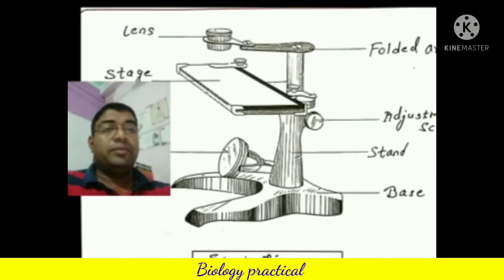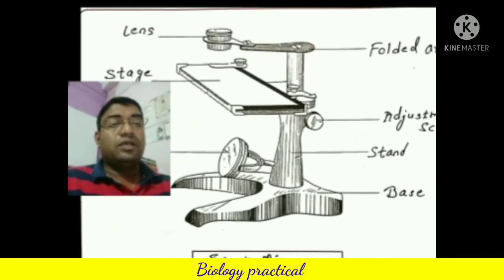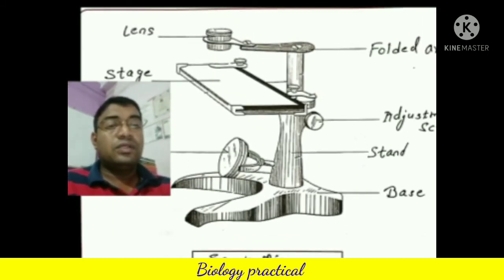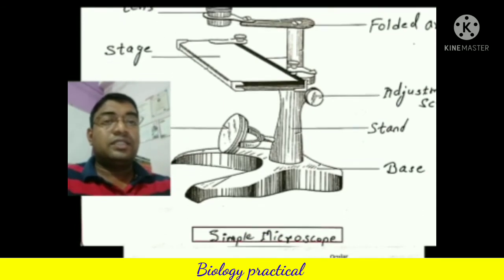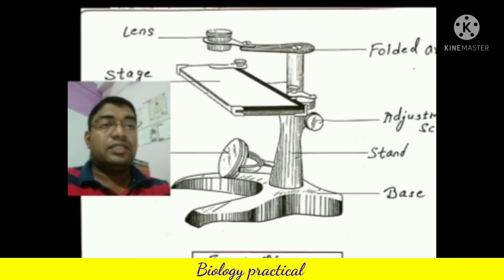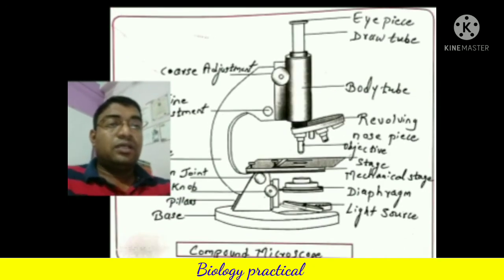Let us see the naming now, which is the important one for you. You have to name it in your book. The folded arm, adjustment screw, base. We can see that this is a simple microscope. Mirror is there, stage, lens.